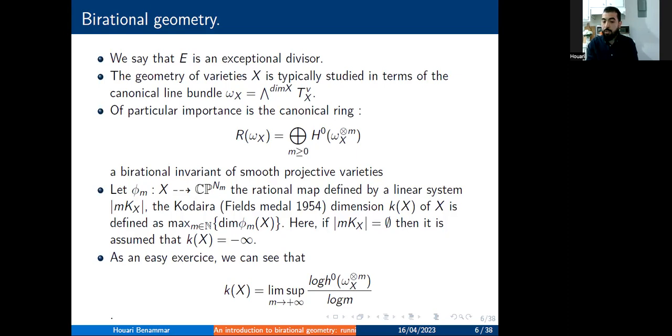Okay, so if the linear system is empty, that means that there are no effective divisors, and this implies there are no sections, so there are no rational maps. So in this case, by convention, we assume that the Kodaira dimension is minus infinity. Okay, so as an easy exercise, you can see that the Kodaira dimension is the limsup of this fraction. So you take the logarithm of the number of sections, and we divide this by the logarithm of m.